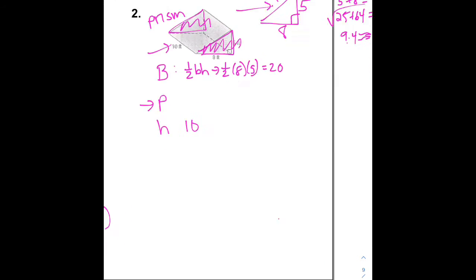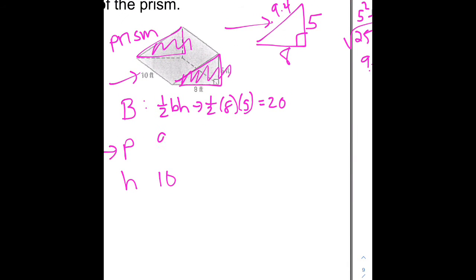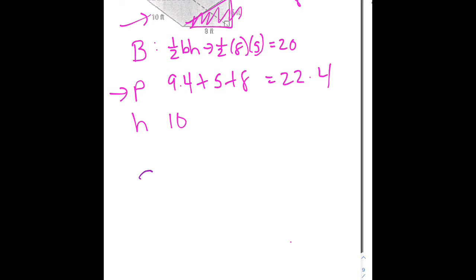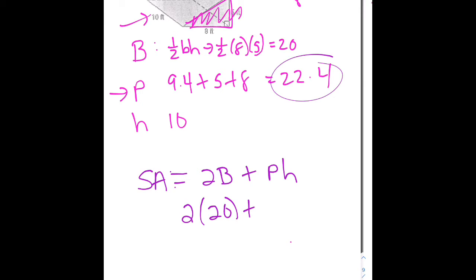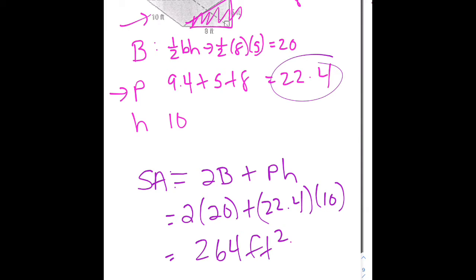So in order to get my perimeter, I have to take 9.4 plus 5 plus 8, which gives me 22.4. So now I can find my surface area of the object. The surface area for a prism is equal to 2 times the base plus the perimeter times the height. My base is 20. I substitute in 22.4 for the perimeter, and the height is 10. I'm going to shove that into a calculator, and I get 264 square feet.